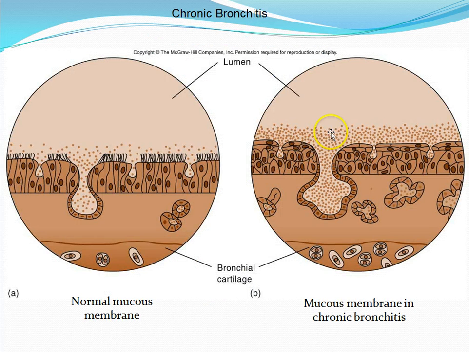This picture illustrates the change in the lining of the normal mucous membrane. Here you can see the columnar epithelial tissue with cilia, and this would be a normal amount of mucus production. In chronic bronchitis, you see hyperplasia of the mucus glands producing large amounts of this thick mucus. Also, the epithelial tissue has changed. They have lost their cilia, and now they are stratified squamous.